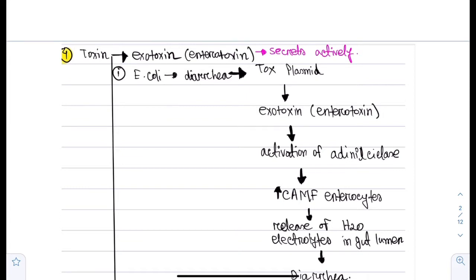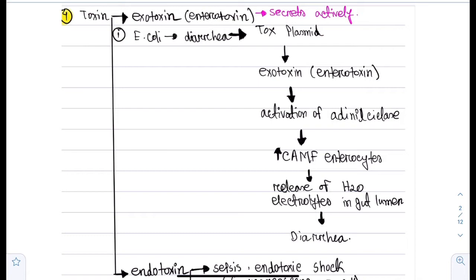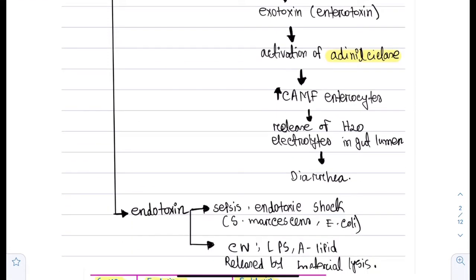secreted actively, and you can read here that E. coli causes diarrhea, and because of the tox plasmid, it actually invades the enteric cells, like in the small intestines, and then it activates the adenyl cyclase, which is inside the cell. As a result, cAMP inside the enterocytes gets activated and gets higher, and as a result this mechanism releases more water and electrolytes into the gut lumen, and in the end it causes diarrhea.